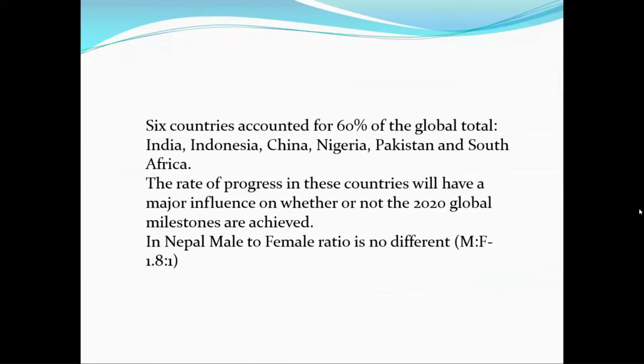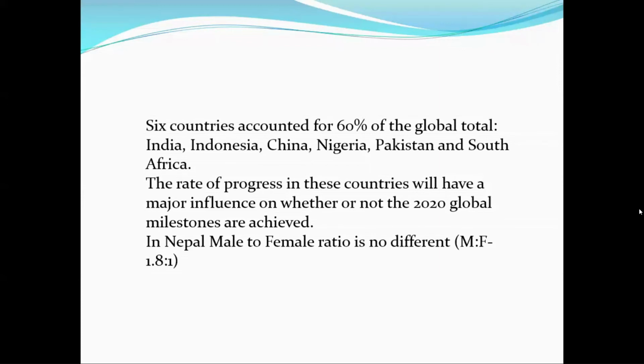Six countries accounted for 60% of the global total: India, Indonesia, China, Nigeria, Pakistan, and South Africa. The rate of progress in these countries will have a major influence on whether the 2020 global milestones are achieved. In the case of Nepal, the male-female ratio is 1.8 to 1.